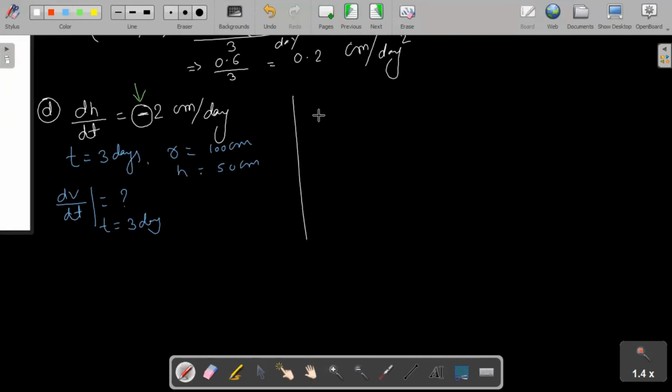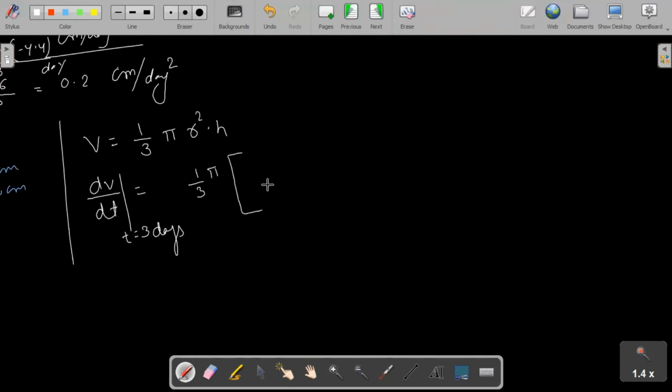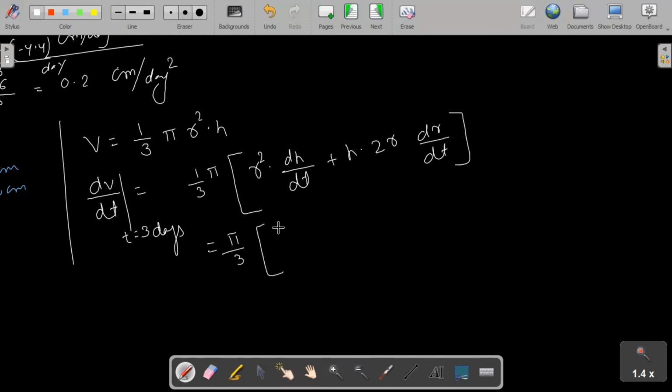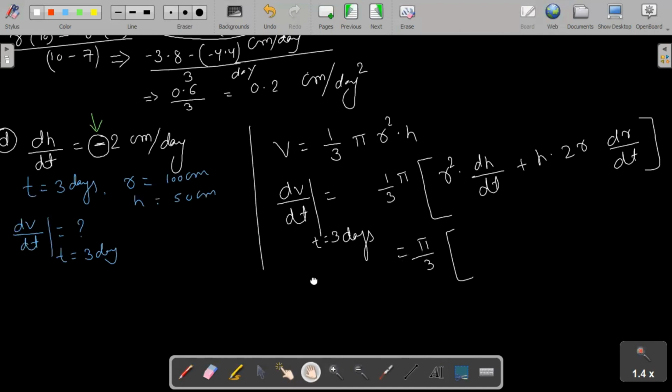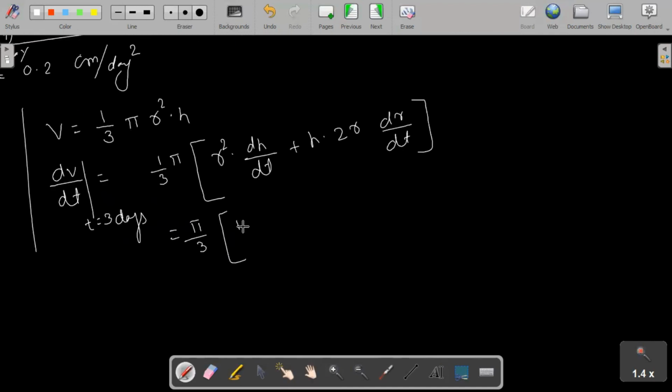We know the volume of a cone is 1 by 3 pi r square into h. Differentiating both sides with respect to time, the 1 by 3 and pi will be taken out, right? So we have to differentiate r square into h. We can differentiate it as r square dh upon dt plus h into 2r dr upon dt. Let us put the values of these. Pi by 3 r square, where r at t equal to 3 is 100 centimeter, so 100 square dh.